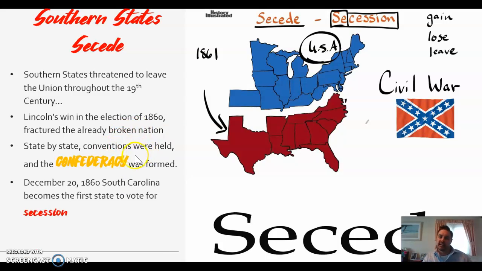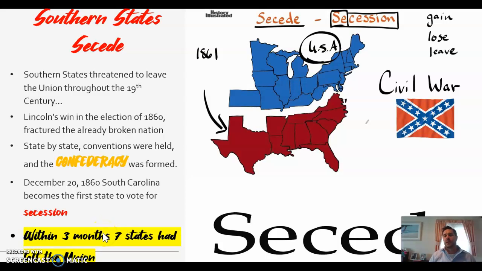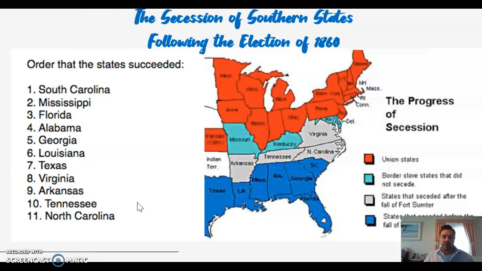On December 20th, 1860, South Carolina becomes the first state to vote for secession, and they will write articles of secession, and then 7 other states will follow suit within 3 months. And very, very quickly, you start to see a divided America as a precursor to the U.S. Civil War.